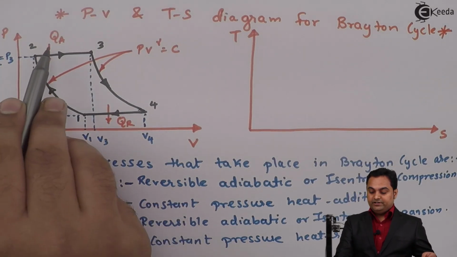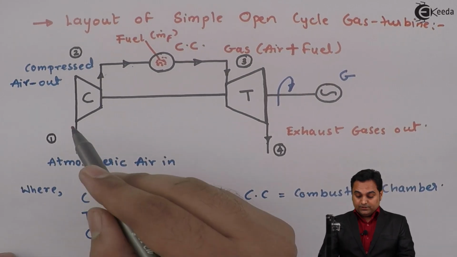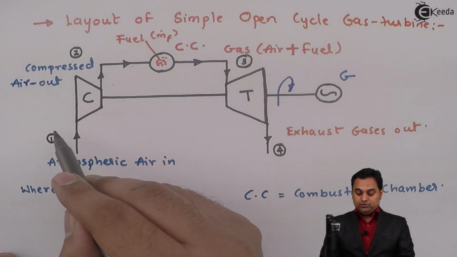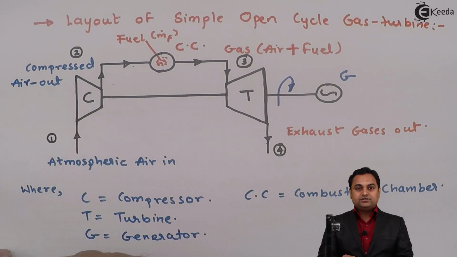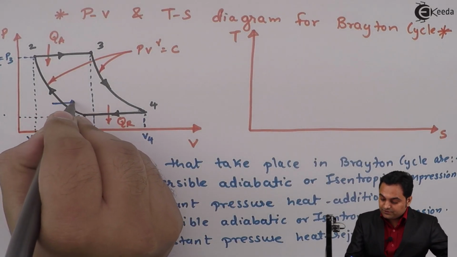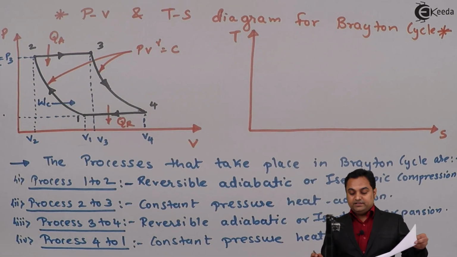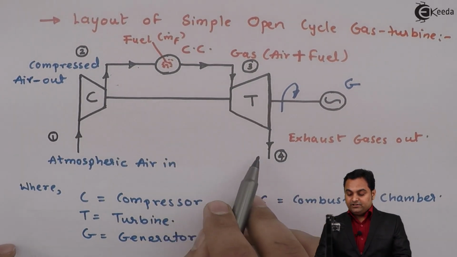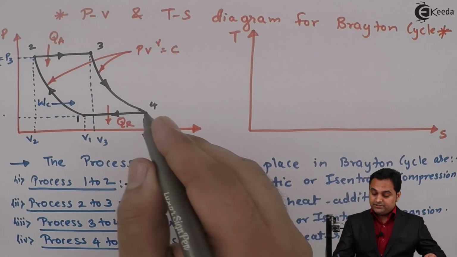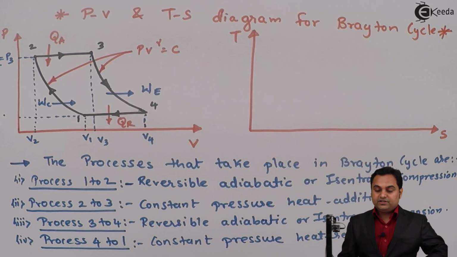So we have shown heat added, heat rejection. During 1 to 2, as we see here, the device is a compressor, so 1 to 2 indicates the work done in compression, so work is input to the system. And then from 3 to 4 we can see that we are getting the work output in the turbine, so that is the work we are getting in expansion, so it is W suffix E.